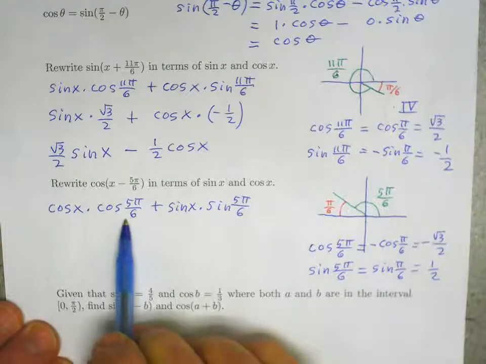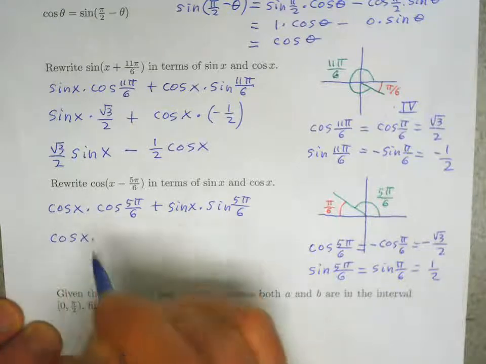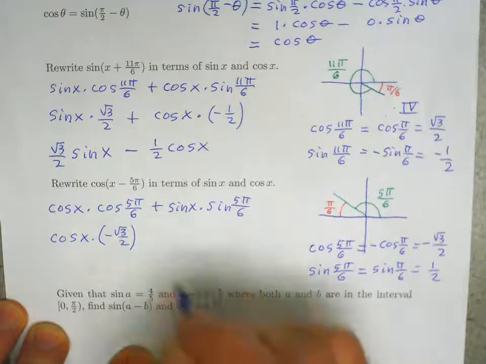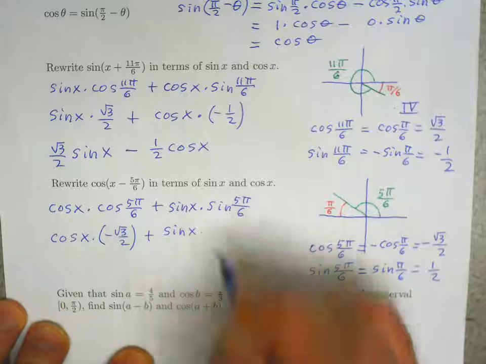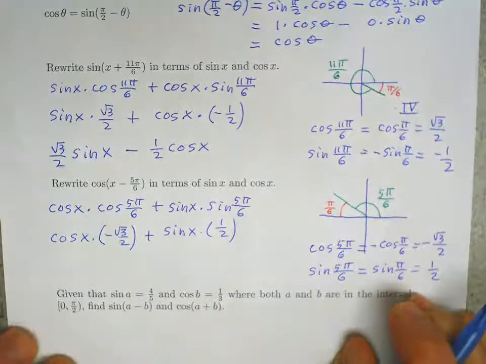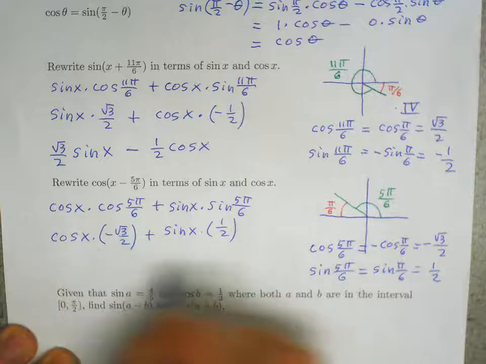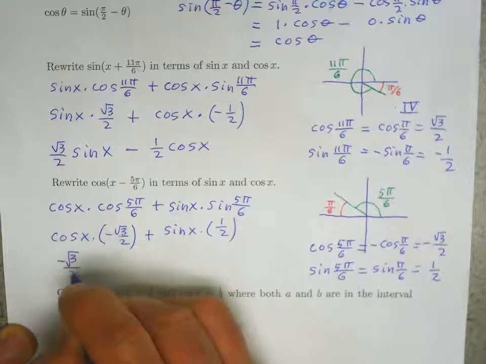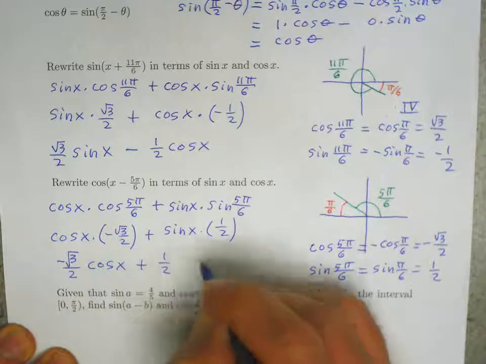So we'll substitute those values in. So we get cosine of x times negative square root of 3 over 2, and then plus sine of x times 1/2. This is okay for an answer, but we can write it as negative square root of 3 over 2 times cosine of x plus 1/2 times sine of x.